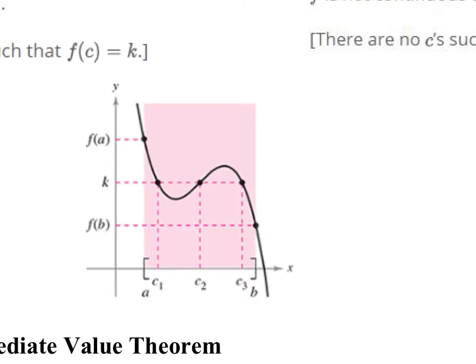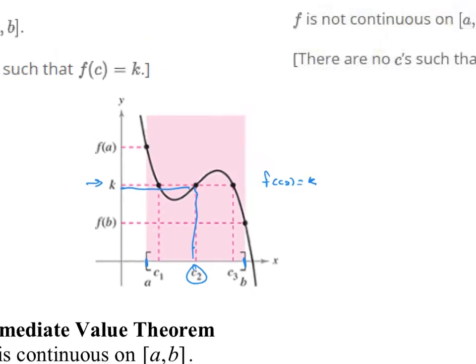So what the intermediate value theorem says is pick a y value in between the y values of the endpoints. There has to be at least one x value in between a and b where we actually have that function value. So where f of, in this case, c2 would equal k. If you find a y value between the two y values, there has to be at least one x in that interval that has that y value. There has to be a point that reaches that y value.